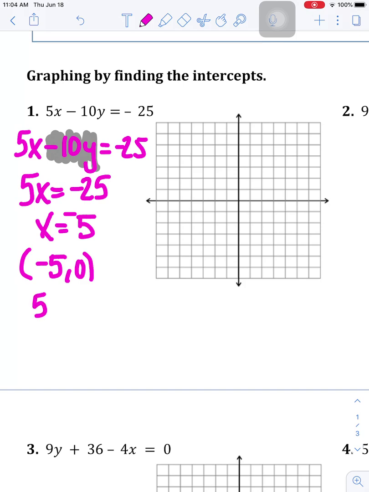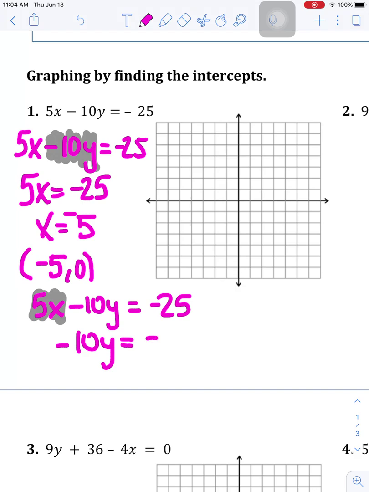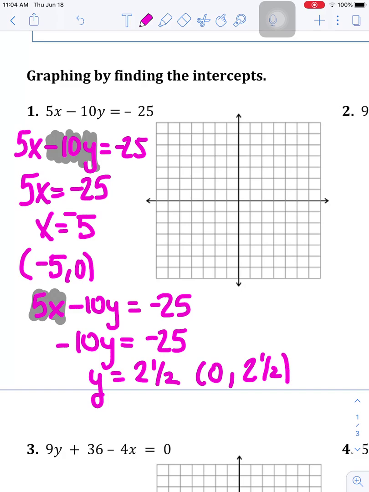Now you'll do the same thing for your y-intercept, only in this case, you need the y left over, so you will zero out the x. So that term is going away. You have negative 10y equals negative 25. And in this case, when you divide, you end up with a fraction or a decimal. So this will give you 2.5. So your y-intercept is 0 and then 2.5.